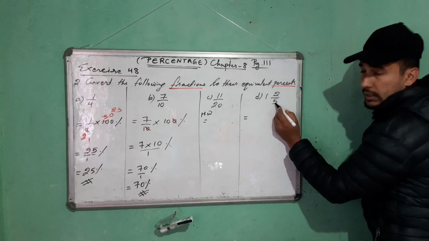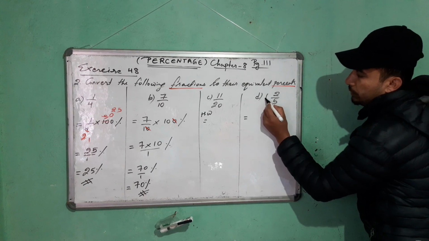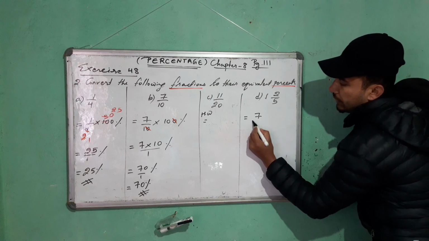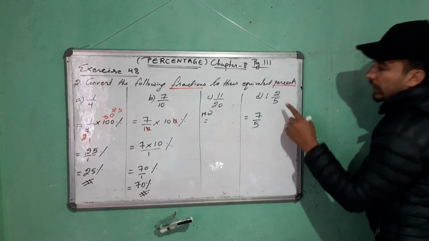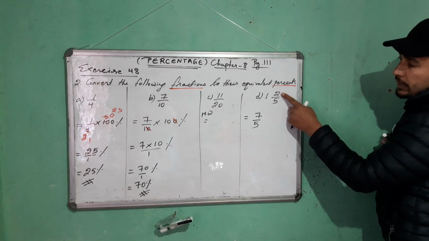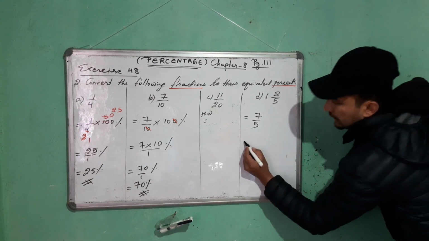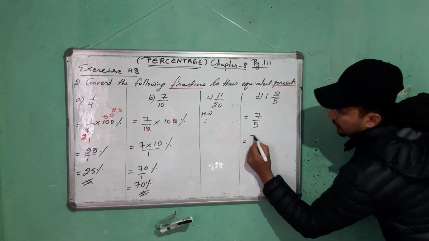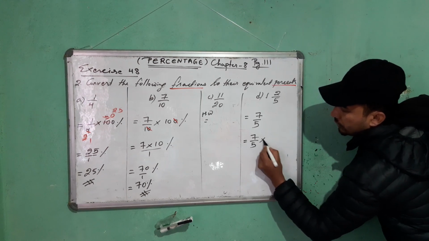First, let's convert this into an improper fraction. 5 1s are 5 plus 2 is 7. 7 by 5. 5 1s are 5 plus 2 is 7 upon 5. Okay. Now, let's multiply by 100. 5 into 100%.